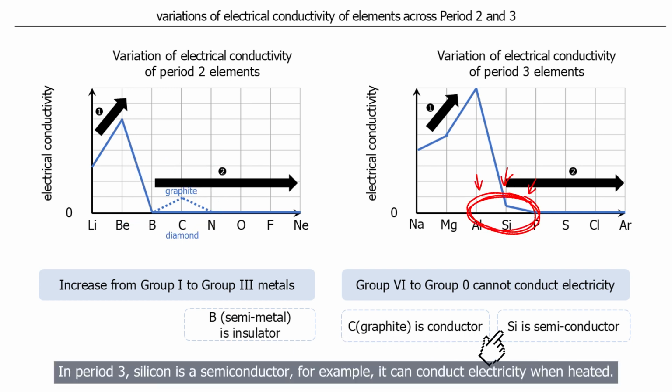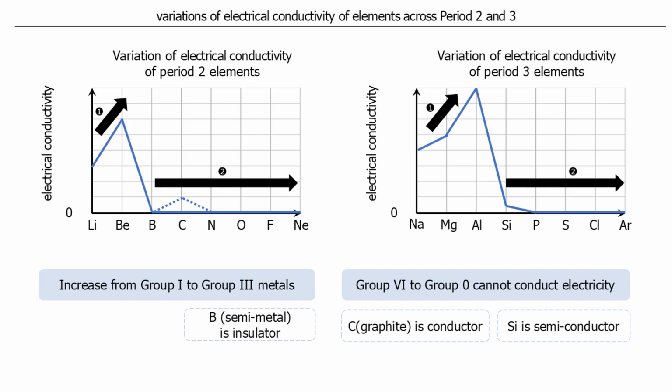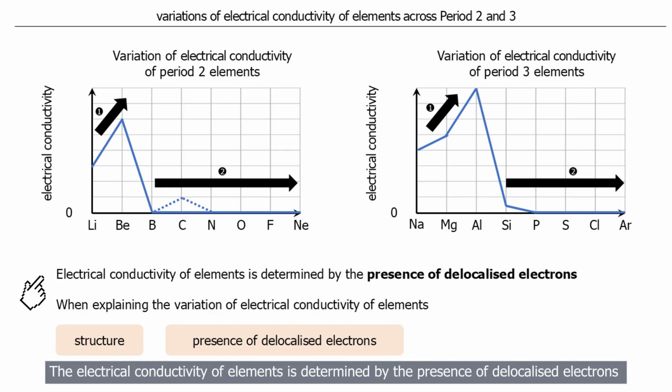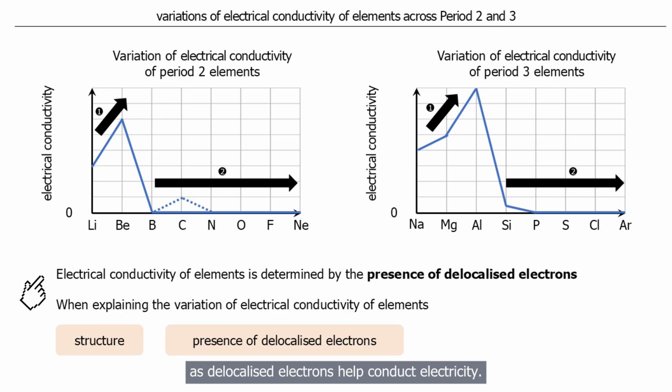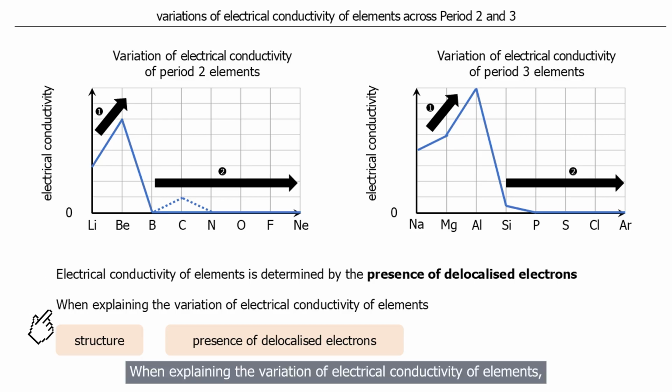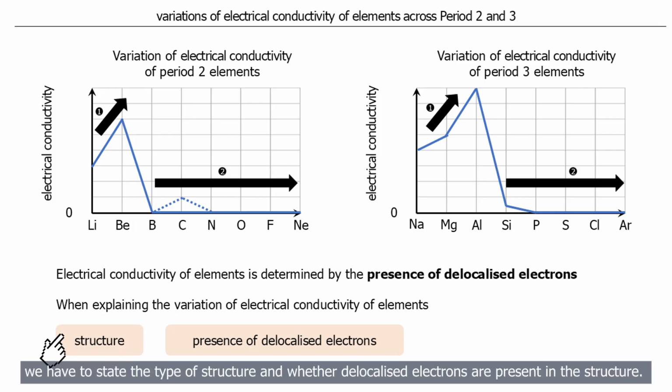In period 3, silicon is a semiconductor. For example, it can conduct electricity when heated. The electrical conductivity of elements is determined by the presence of delocalized electrons, as delocalized electrons help conduct electricity. When explaining the variation of electrical conductivity of elements, we have to state the type of structure and whether delocalized electrons are present in the structure.